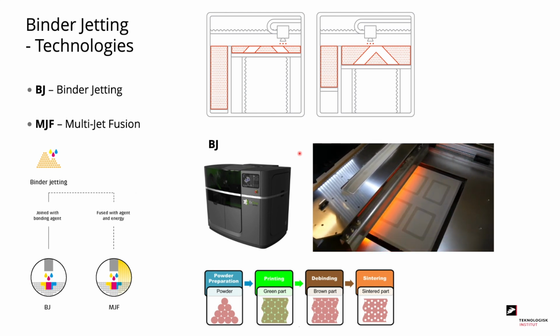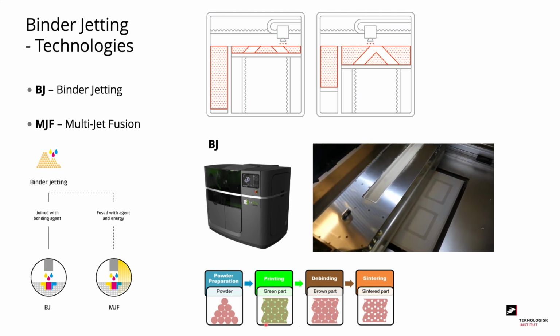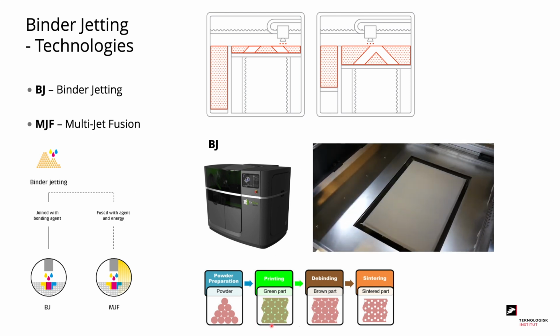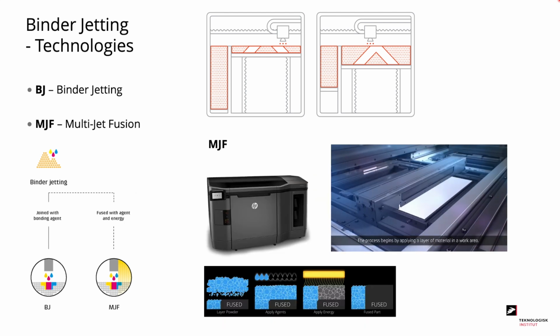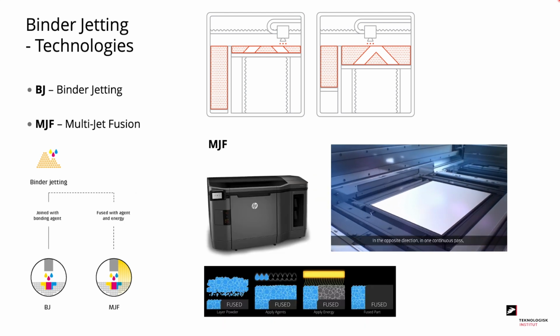After it being cured, we have what we call a green part. The green part then needs to go through a debinding process where we will obtain our brown part. It is very brittle in both of these conditions. Finally, we will move our brown part into a sintering process where we will sinter together our powder particles, obtaining our final geometry. The multi-jet fusion process is very similar to the binder jetting process.